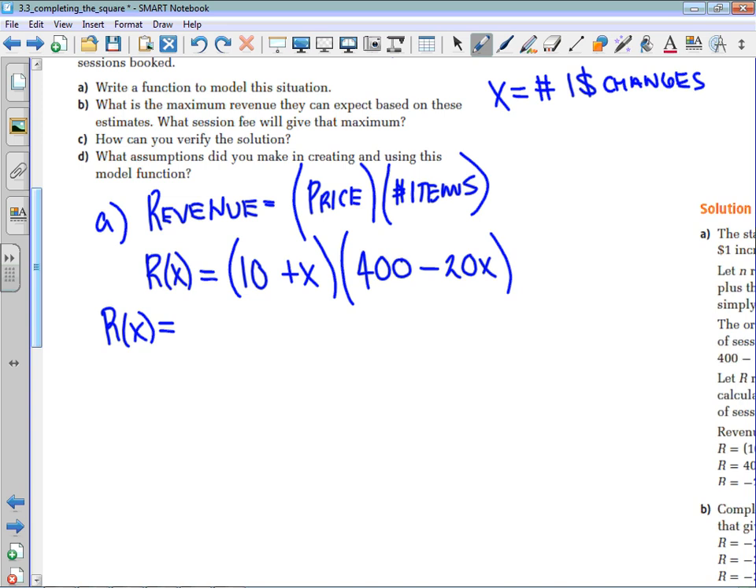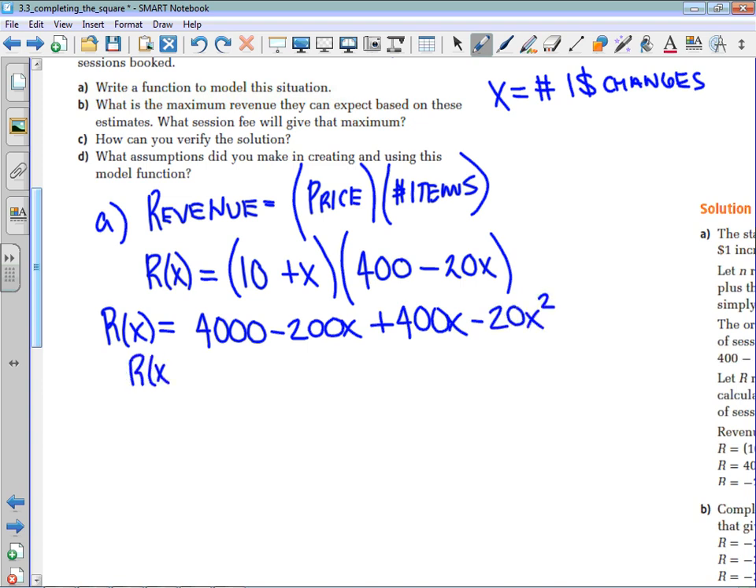So the 10 multiplies onto both terms. I get 4,000 minus 200x. Now the positive x multiplies onto both terms. I get plus 400x minus 20x squared. So I'm going to write that my revenue function is equal to negative 20x squared plus 200x plus 4,000.